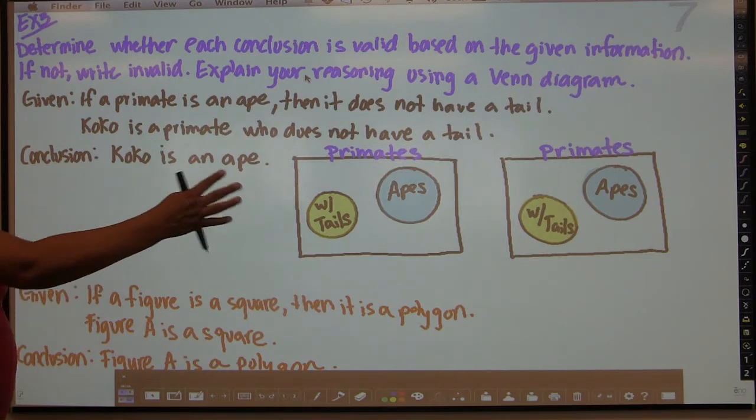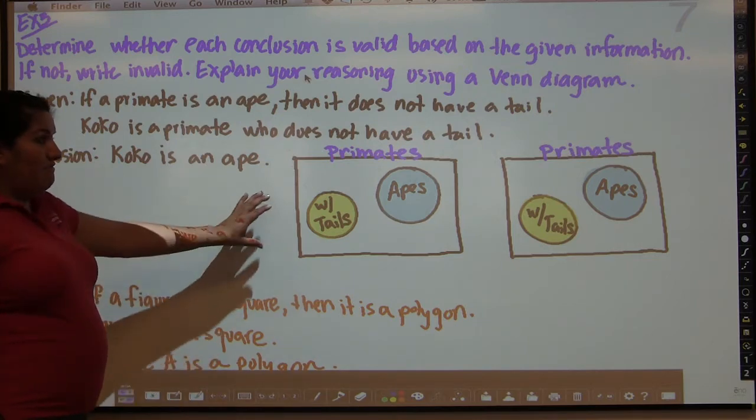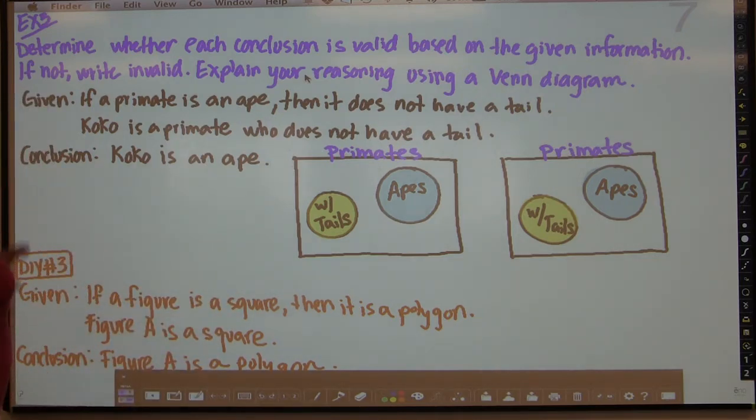The next thing we want to do is we can also explain ourselves instead of having to explain a whole written or verbal description. You can explain things by using a Venn diagram. So I have both the example and the do-it-yourself on the same page. So remember that for this do-it-yourself, it'll have the same directions as example 3.